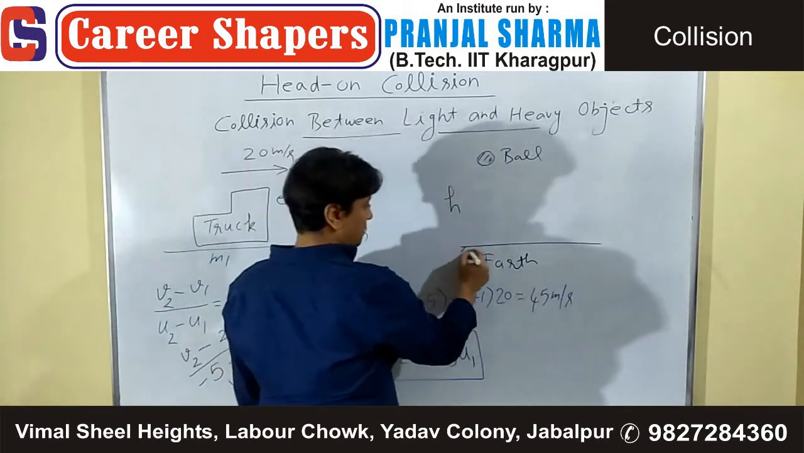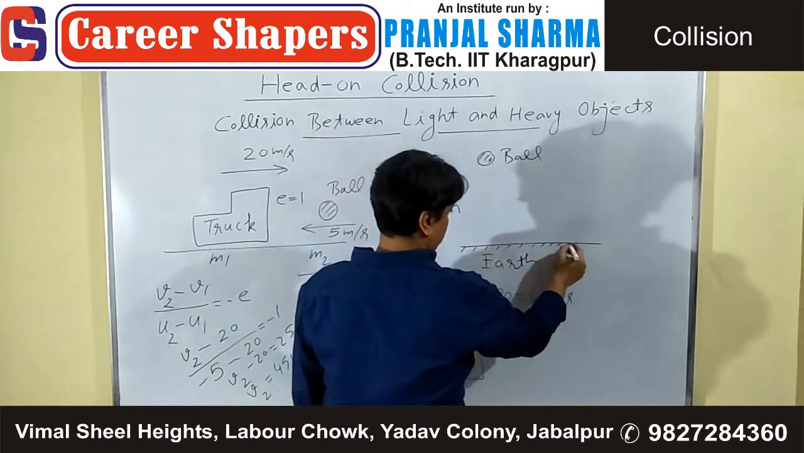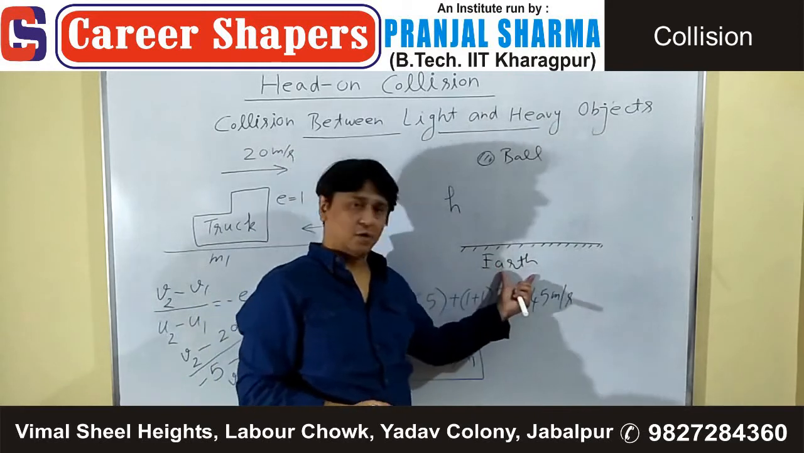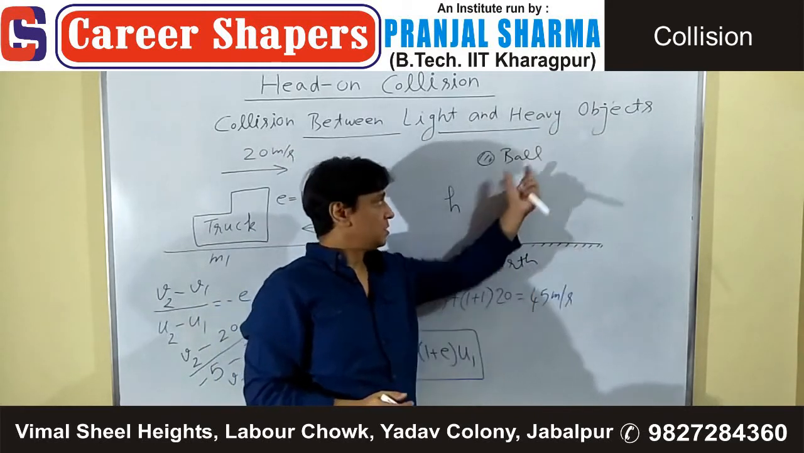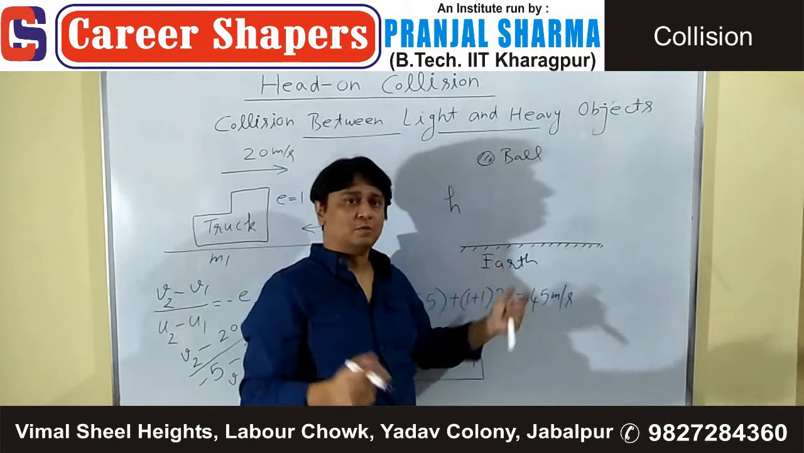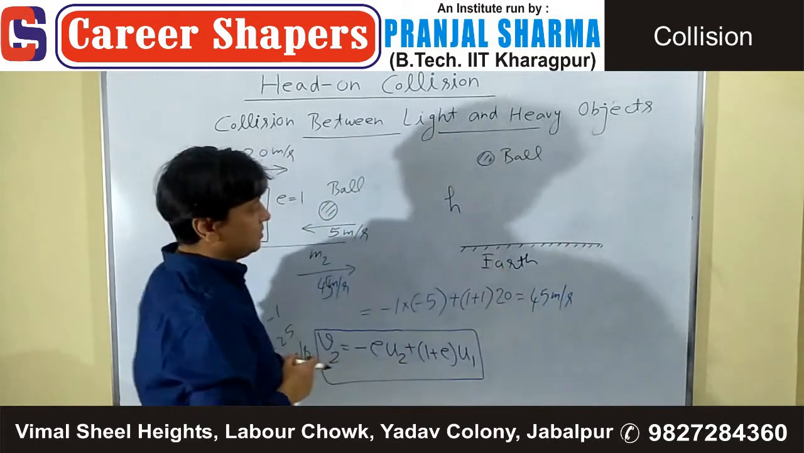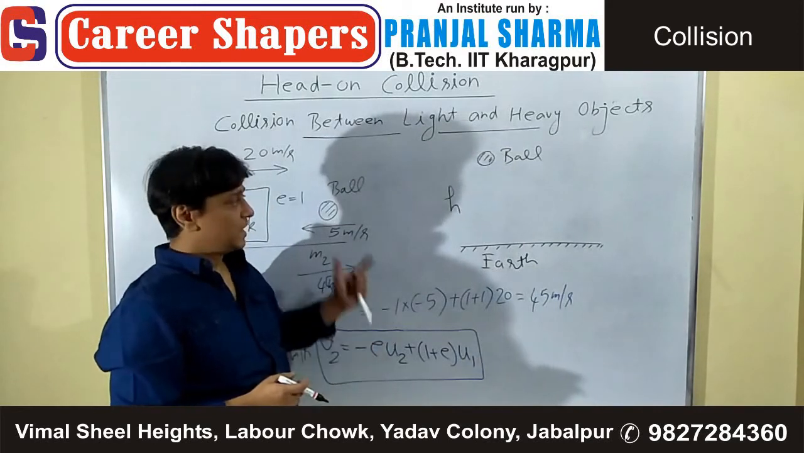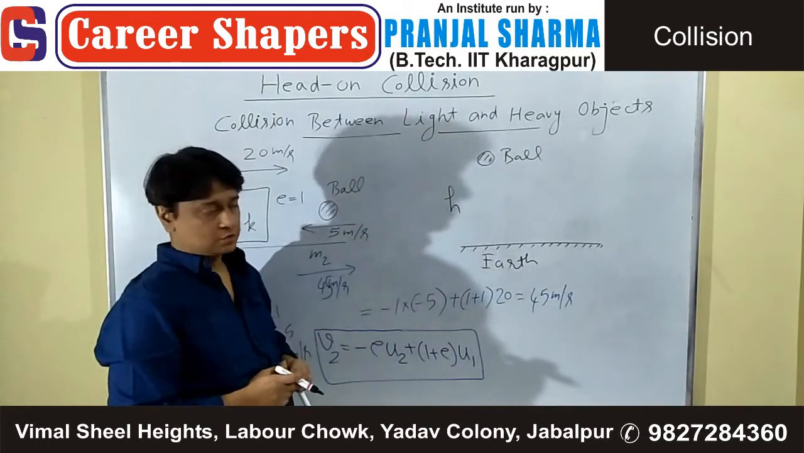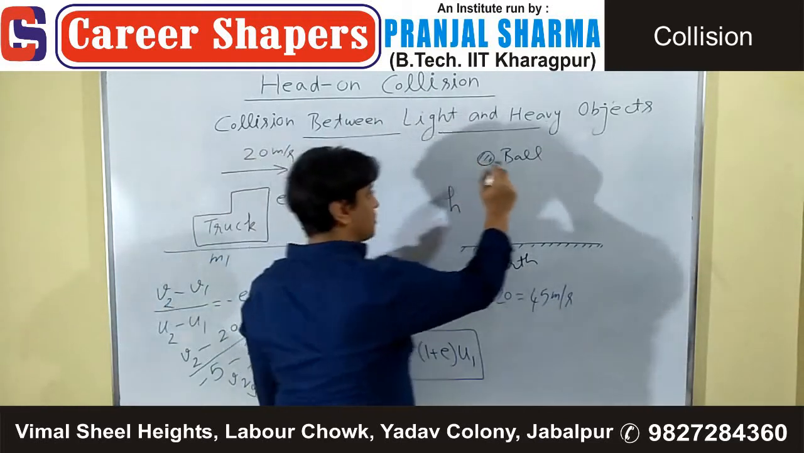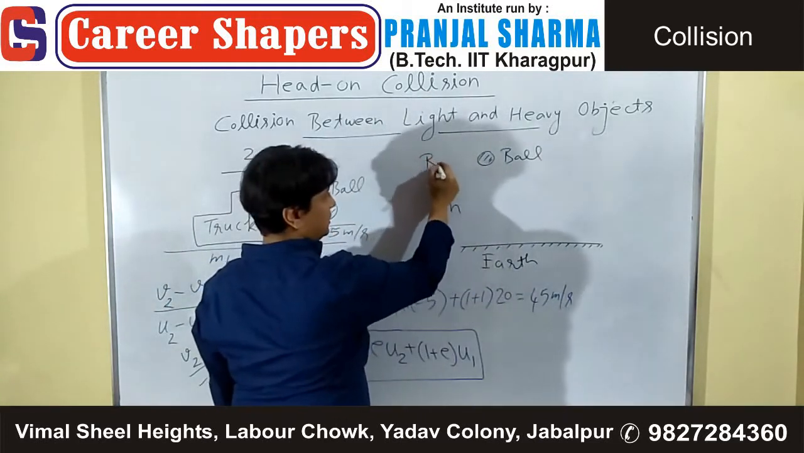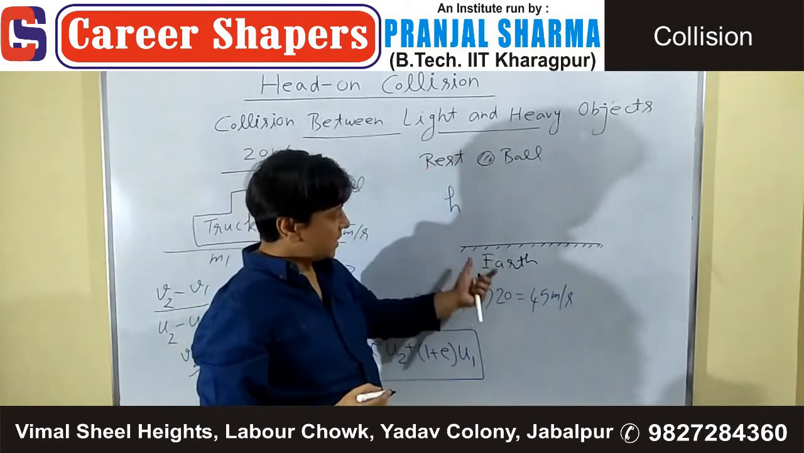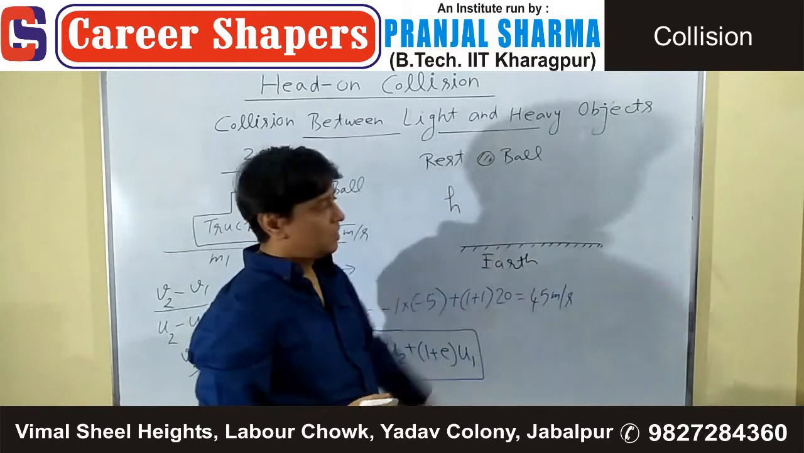If you drop a ball from some height h, then again you can see that what is Earth? A very heavy object. Ball as compared to Earth is extremely light, and therefore whatever we have done, we can use in this type of collision also. This ball is dropped from rest. It comes and collides with Earth and bounces back.